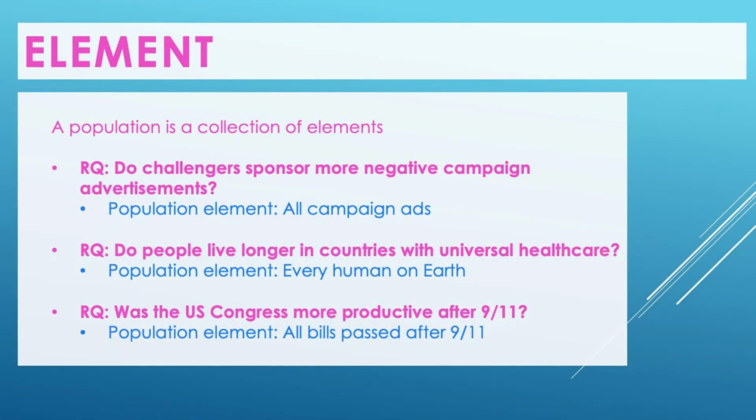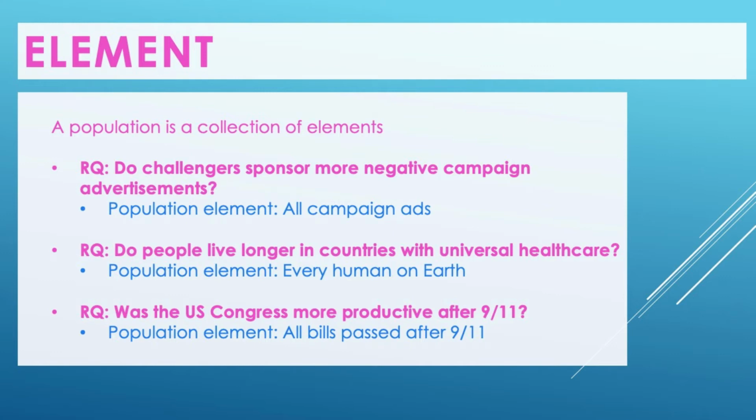Okay, so one thing that I would like you to keep in mind is that your population of interest is really just a collection of elements, lots of different observations. So let's take these research questions one by one and discuss the element of that population. Imagine this research question: do challengers sponsor more negative campaign advertisements than incumbents, for example? In this research question, the population element would be all campaign advertisements, and we would have a variety of other variables that we code alongside each of those campaign advertisements. We would have a variable for whether that advertisement was positive or negative. We would have a variable that denoted the type of candidate that sponsored that advertisement. Was it a challenger? Was it an incumbent? And so on and so forth. So there, our element is all campaign advertisements.